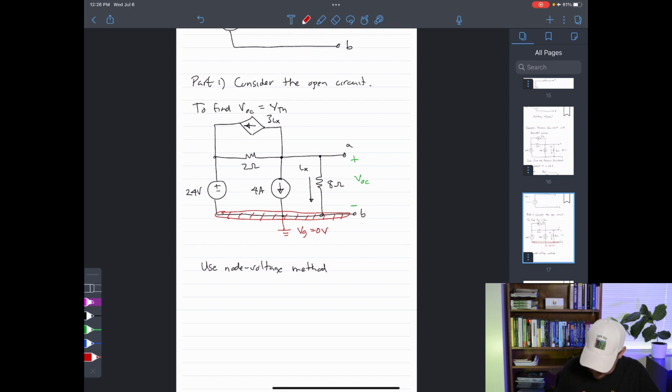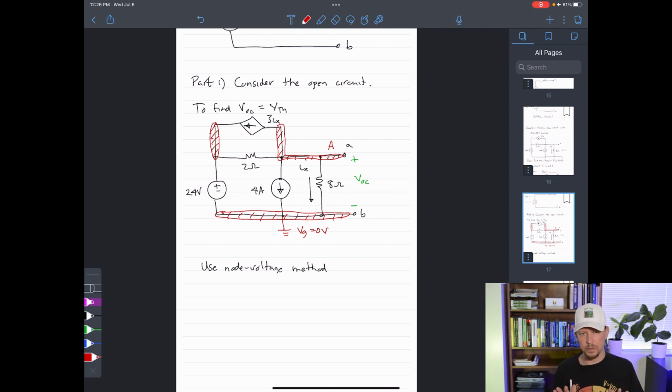So that has a node voltage of 0 volts. There's one node there. And then there's one large node right there. I'm going to go ahead and call this node A. Now, I'm not going to name the other nodes for reasons that will become apparent here in a second.